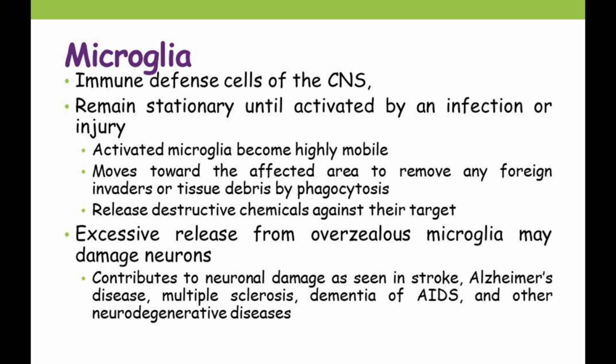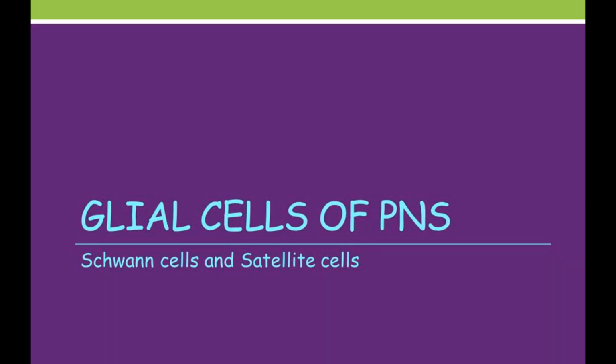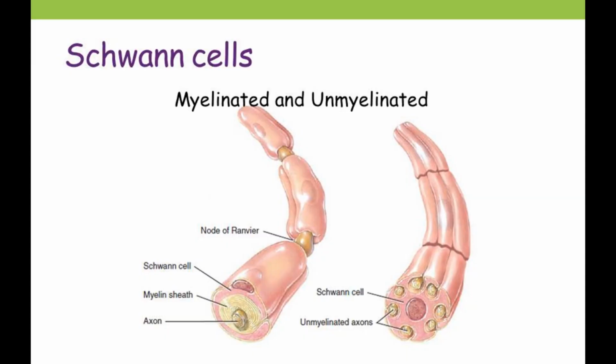So these were the four glial cells of the central nervous system. Next is the glial cells of the peripheral nervous system. Schwann cells are one of the cells in the peripheral nervous system, and they are important for the myelination of the neurons in the peripheral nervous system.